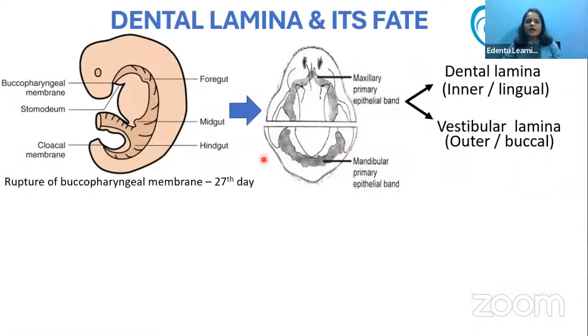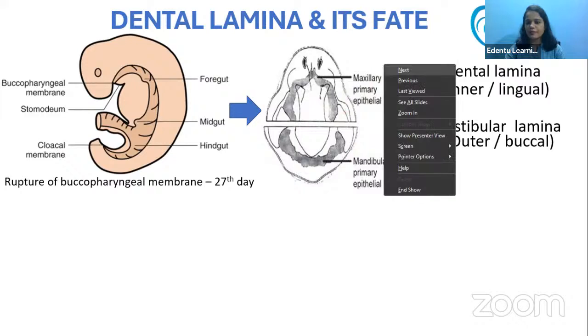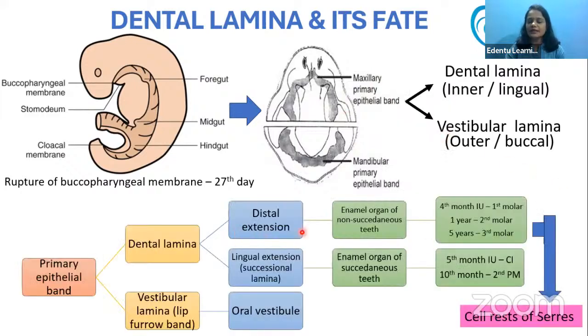Now let's see what happens to the dental lamina. We already talked about how at about 6 weeks the primary epithelial band forms and gets divided into dental lamina and vestibular lamina. Now the dental lamina will have two types of extensions. One is the distal extension, which will give rise to the enamel organ of non-succedaneous teeth. What is meant by non-succedaneous and succedaneous teeth? Let me tell you about that.